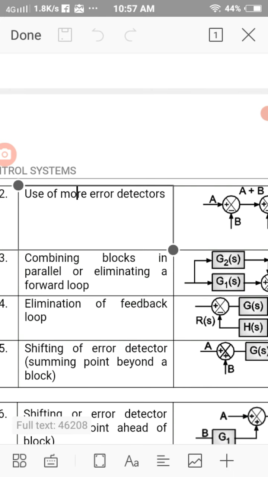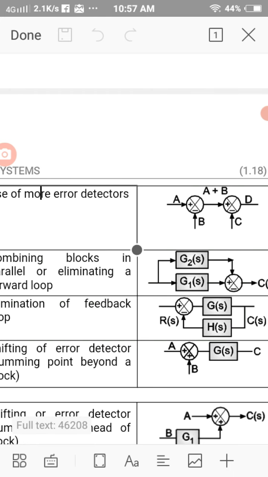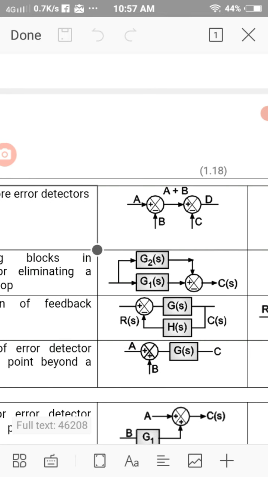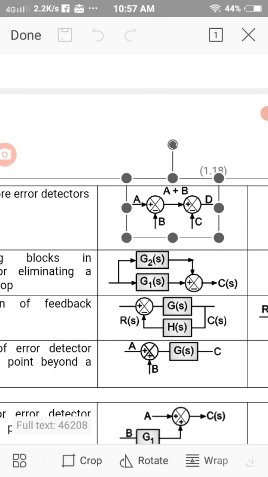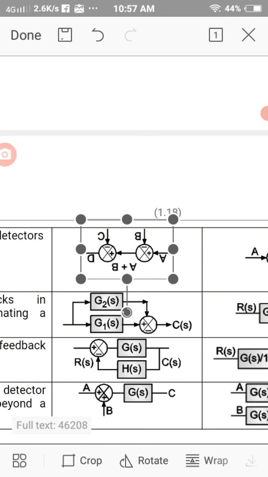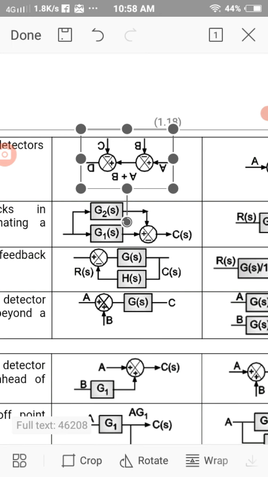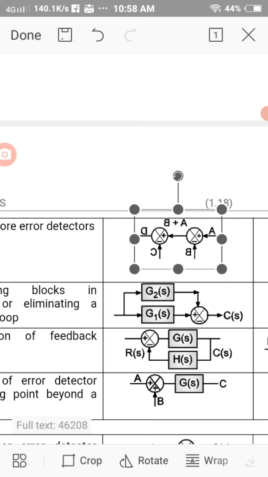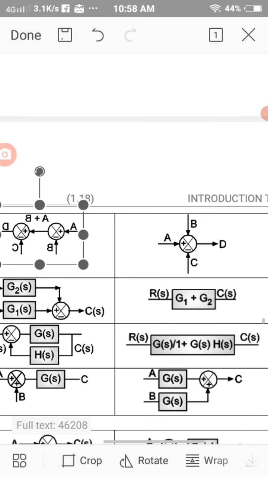If there is another error signal, then we use more error detectors. Error signal A plus B, and minus C will be your resultant output D. So in this case, you will find that A and B are added and C is subtracted.